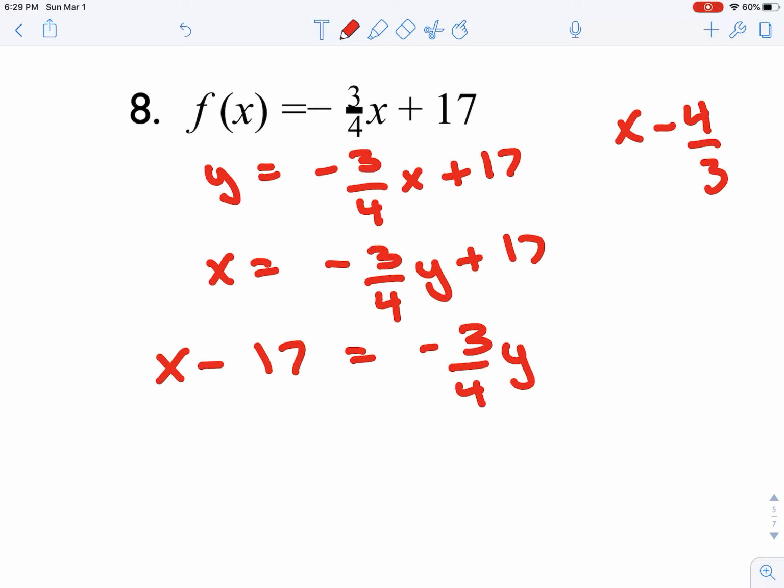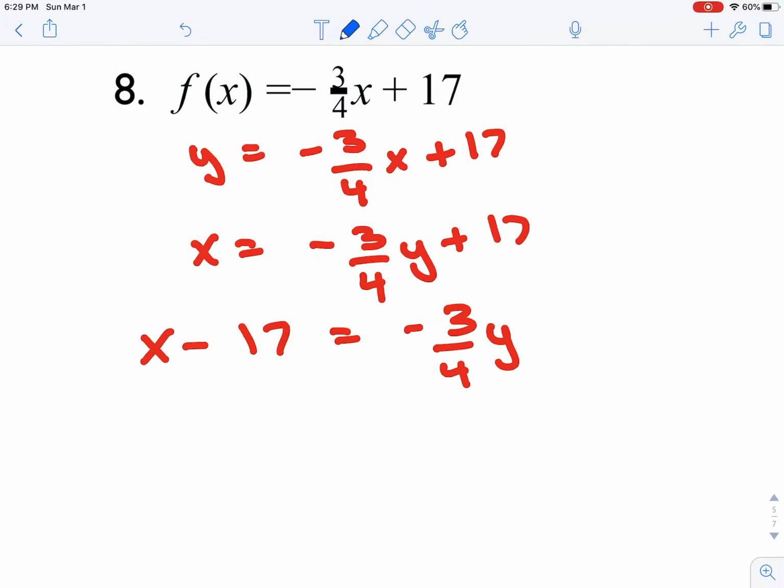So here's how I look at this problem. So when I look at -3/4, I first look at this divided by 4, and I ask myself, what's the opposite of divided by 4? And that would be multiply by 4. So if I multiply both sides by 4, all of a sudden, it's a lot easier. And now I get rid of the -3.